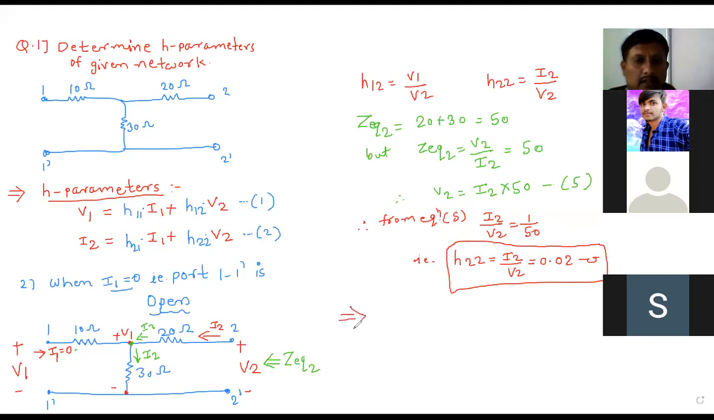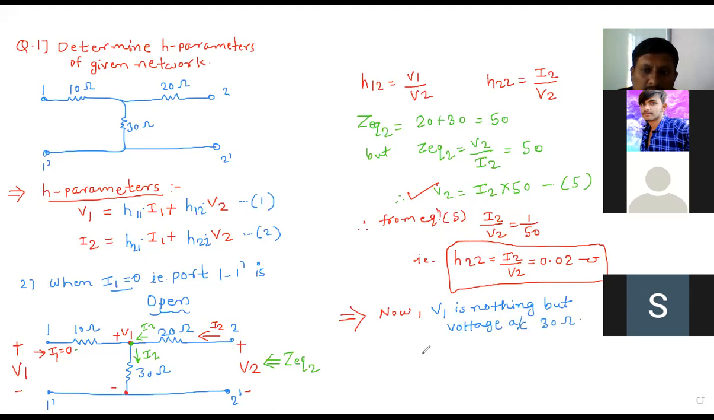Now next, we have to find V1 and V2. How to find V1 and V2? V2 is already given here, in equation number 5: V2 is I2 into 50. That formula is there. So how to find V1? V1 is nothing but the voltage across 30 ohm, that is 30 into I2. Now V1 is nothing but the voltage across 30 ohm.